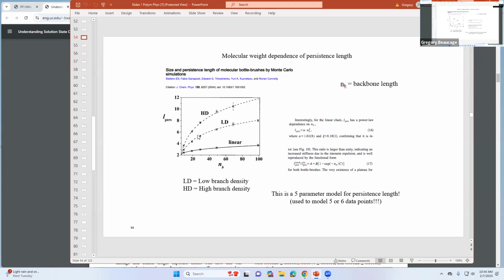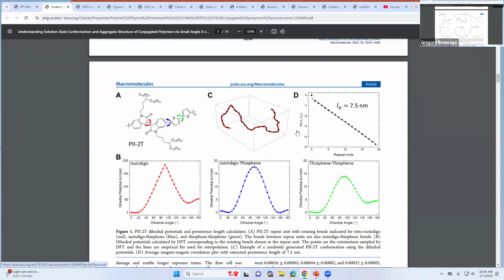And you can't use 20. You'd have to use something like 10,000. So the whole thing is messed up. Nobody in review said anything about that, because it's kind of nice that they use density functional theory.